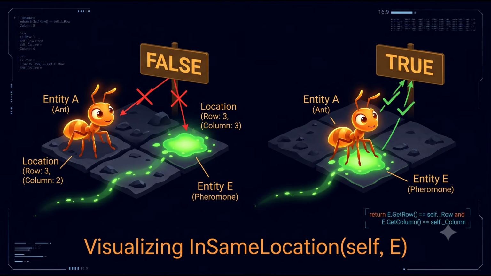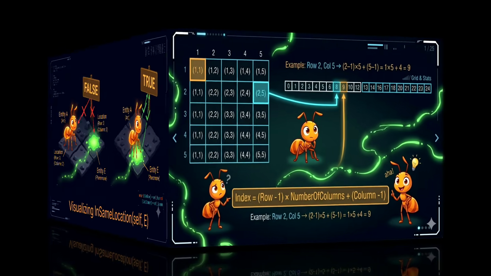Let me highlight the most useful method on Entity: in same location. This takes another entity object and returns true if they are at the same row and column. You'll use this constantly. Checking if an ant is at a nest, ant.inSameLocation(nest) is used. Checking if a pheromone is in a particular cell, pheromone.inSameLocation(cell). It's a lot cleaner than manually comparing rows and columns.